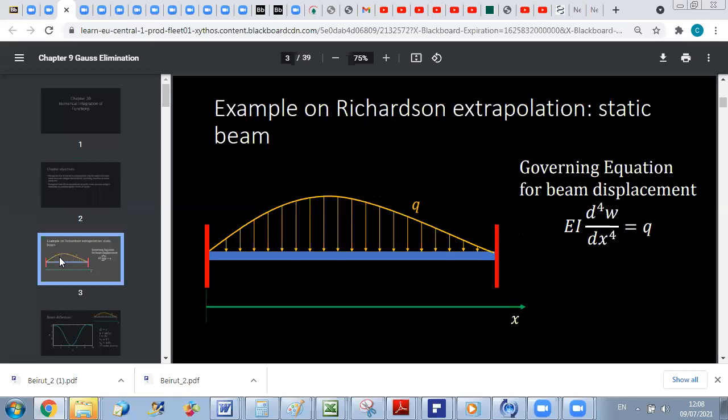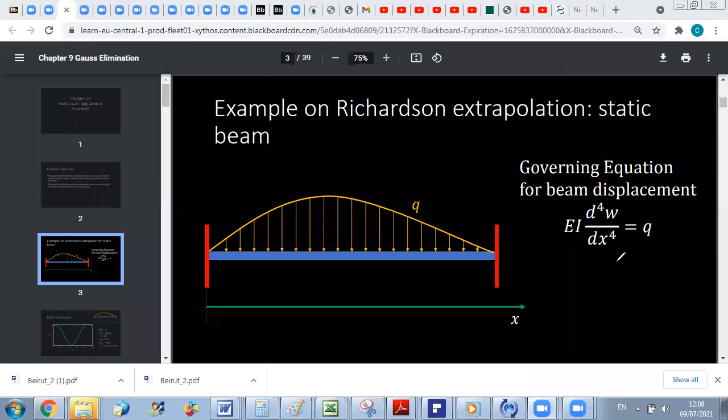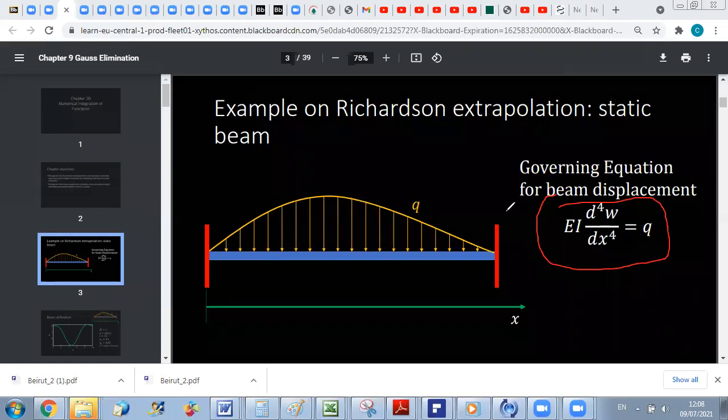To start with, we will give an example where we can use Richardson extrapolation. In case you have a static beam that is subjected to a load, if you have already taken the statics course, you can show that the displacement of the beam is related to the load applied through the following relation. Okay, and then by integration we can find the displacement of the beam.